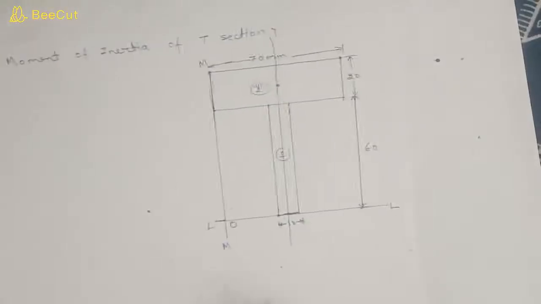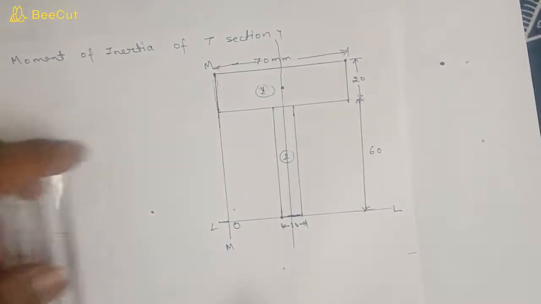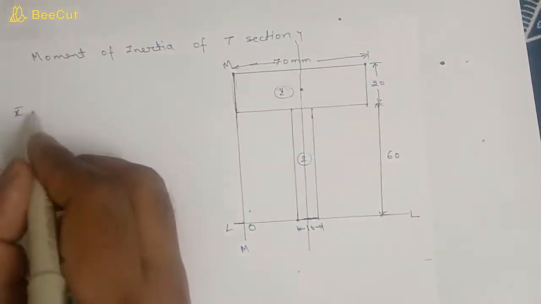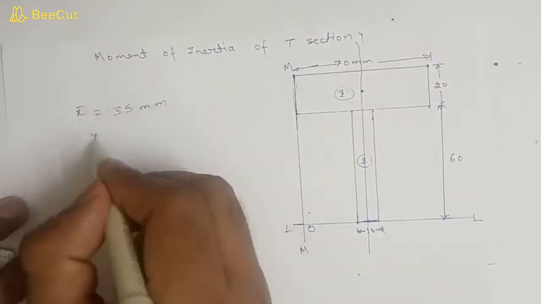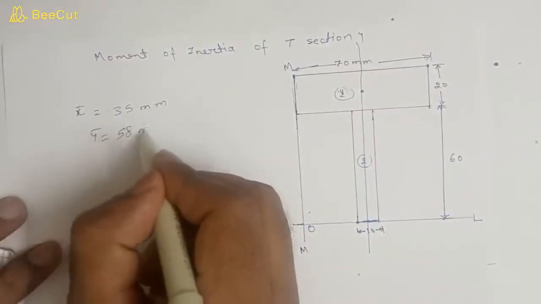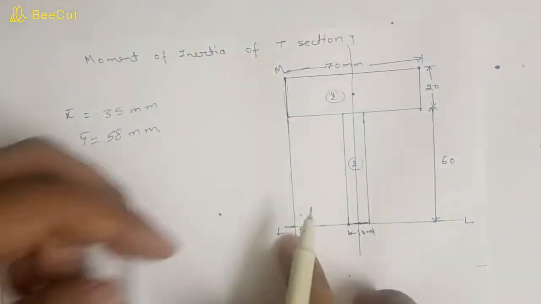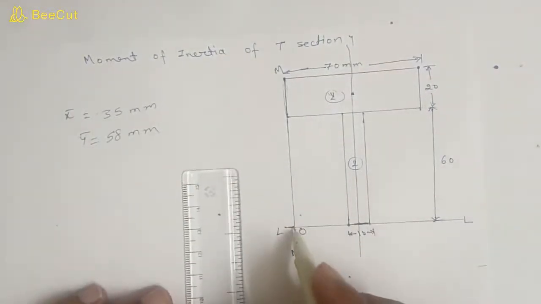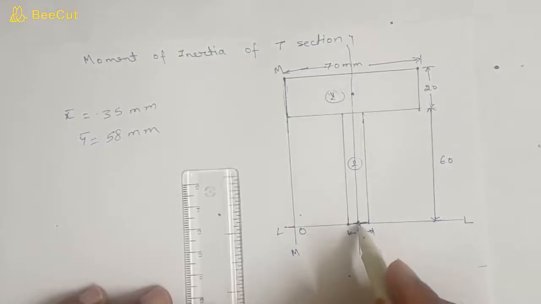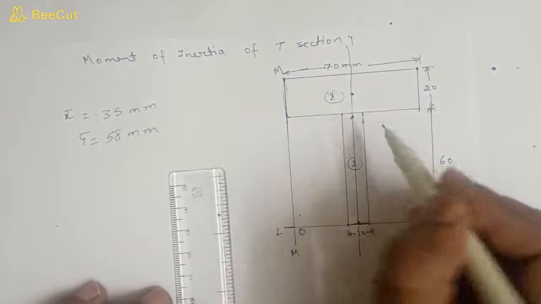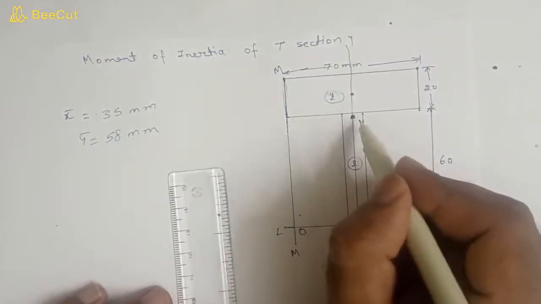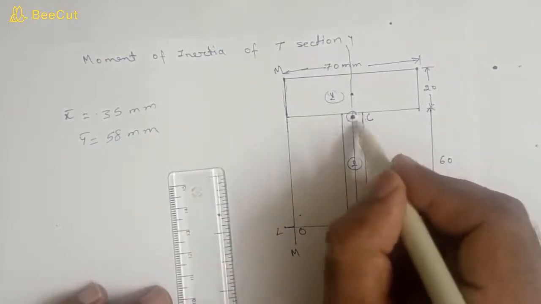So for this T section, x bar is 35 mm and y bar is 58 mm. If you take 35 mm from here, it will be at this point, and then 58 will come somewhere here. So the centroid C of this whole T section is located here.